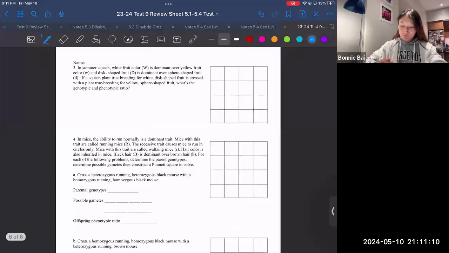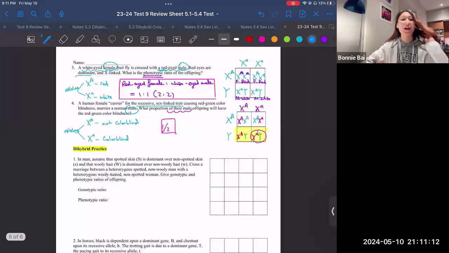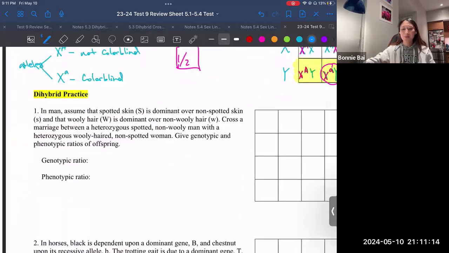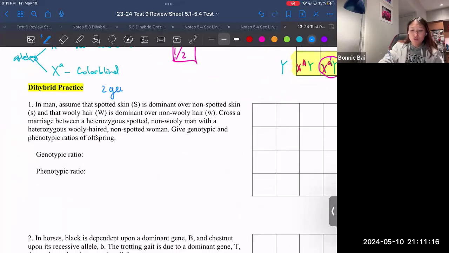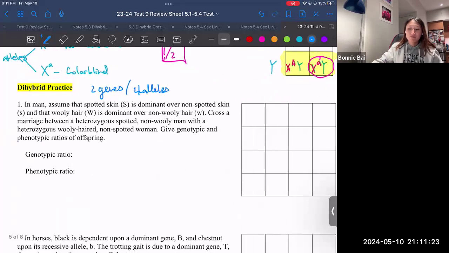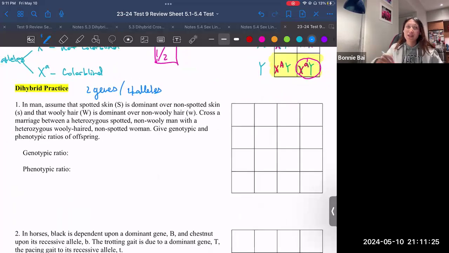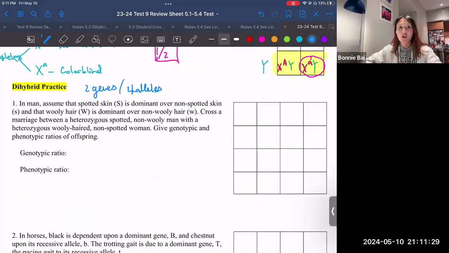Okay. Dihybrid. We've got, oh my gosh, 4 practices. We got this. Dihybrid means we're looking at 2 genes. And that means we're looking at 4 alleles. So you're looking at something like big A, little a, big B, little b. So let's use this problem and figure it out.